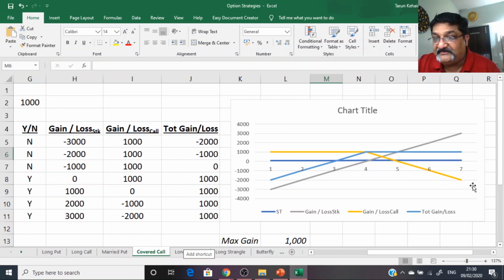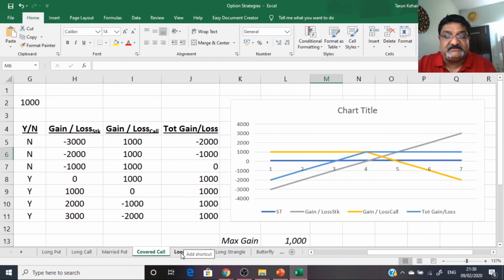Mind you, this is where the exposure can be unlimited because there is no limit to which the stock prices can increase and your losses can increase also, right? And this part here, the one in the blue, is actually your total gain or net gain or loss on the combined position, which is called the covered call position.